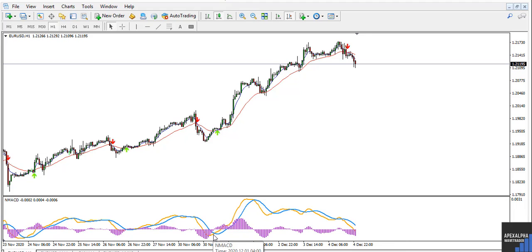So I'm going to stop the recording here, and I want you to just use this in relation to the other pairs, especially the majors, and then trade accordingly.